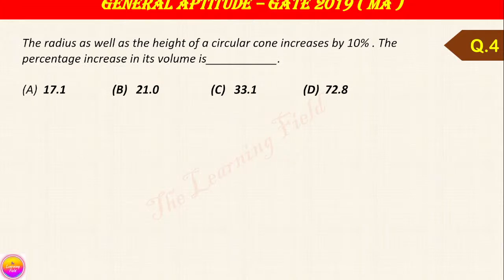Question number 4 says that the radius as well as the height of a circular cone is increased by 10%. Then the percentage increase in their volume is? Suppose we take the radius of the cone equal to r and the height equal to h. This is a very easy problem. We know that the volume formula is 1/3 pi r squared h.